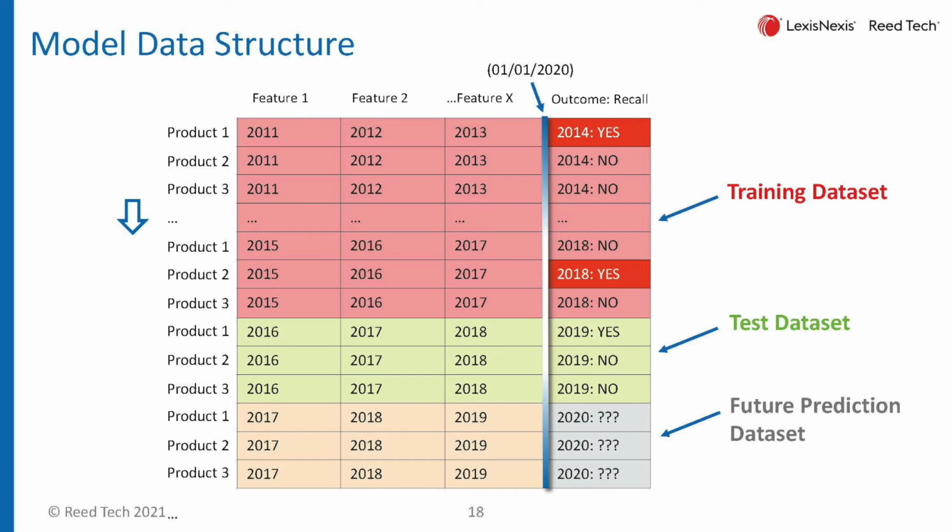The green rows represent the data that was used to measure the performance of the model. So we give the features to the model and compare the predicted results with the actual results. And the last 3 rows represent the data that we use to predict the future. We give the data from the previous 3 years in hopes that the model can predict what will happen in the next 365 days.